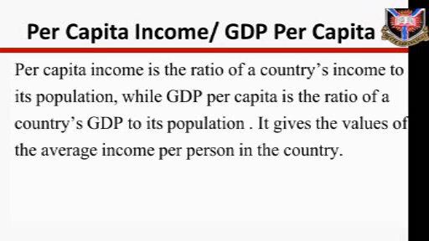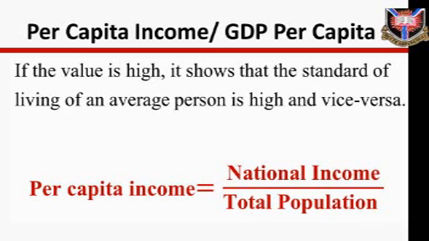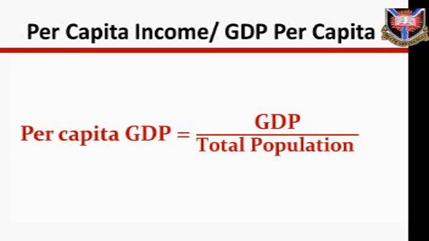Per capita income. Per capita income is defined as the ratio of a country's income to its population, while GDP per capita is defined as the ratio of the country's GDP to the population of the country. Per capita GDP or per capita income gives the value of the average income per person in the country. If the value is high, it shows that the standard of living of an average person is high, and if the value is low, it indicates that the standard of living per head is low. Per capita income equals national income over total population. Per capita GDP equals GDP over total population.